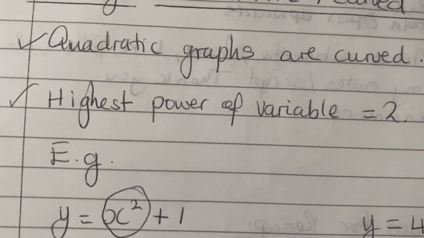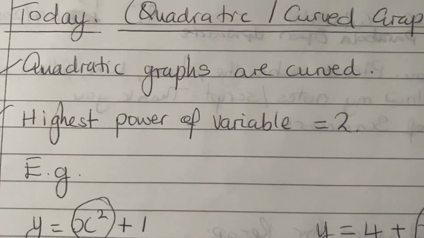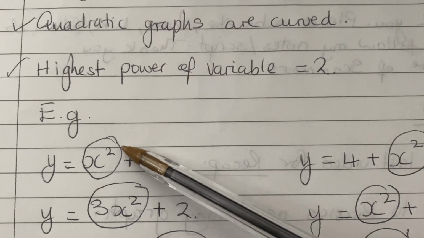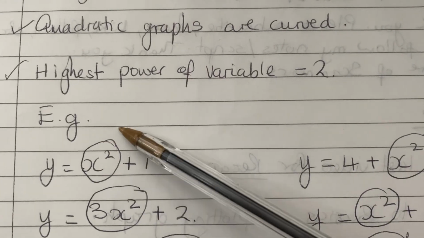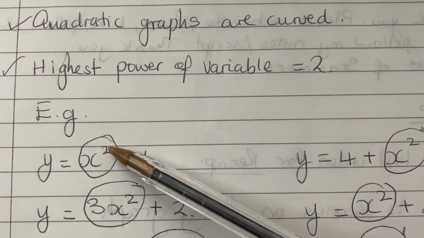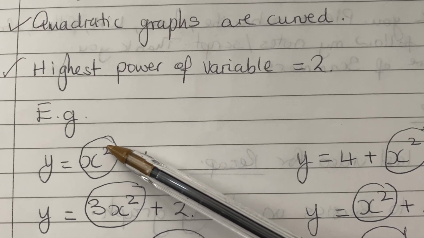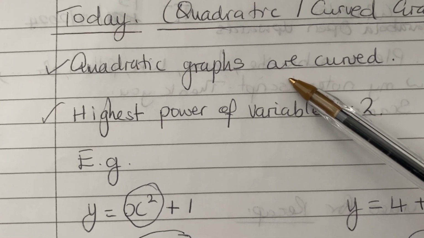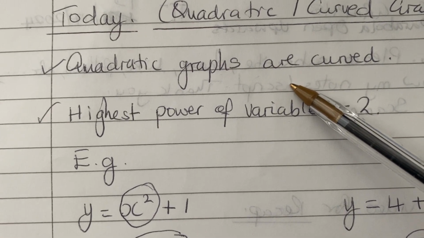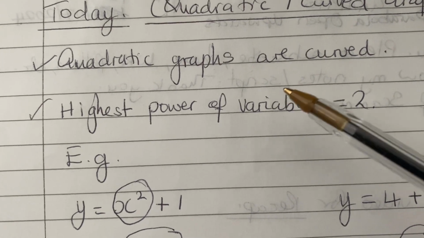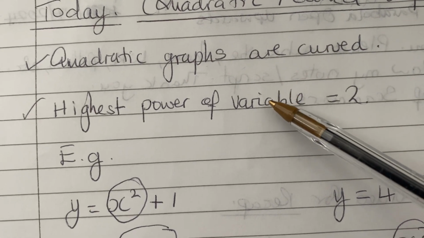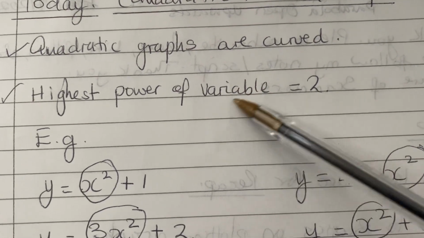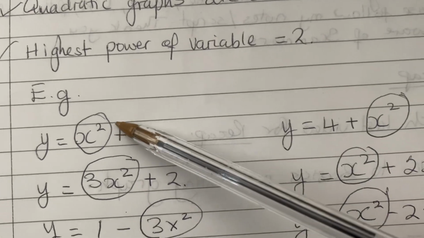So last lesson, we went back to the basics, okay? Now, quadratic graphs have the highest power of x to the power 2, okay? They are curved, and we saw that it's a parabola. We have videos on this. If today is your first time, go and look for those videos and watch. The highest power of the variable is 2, so I've circled it.